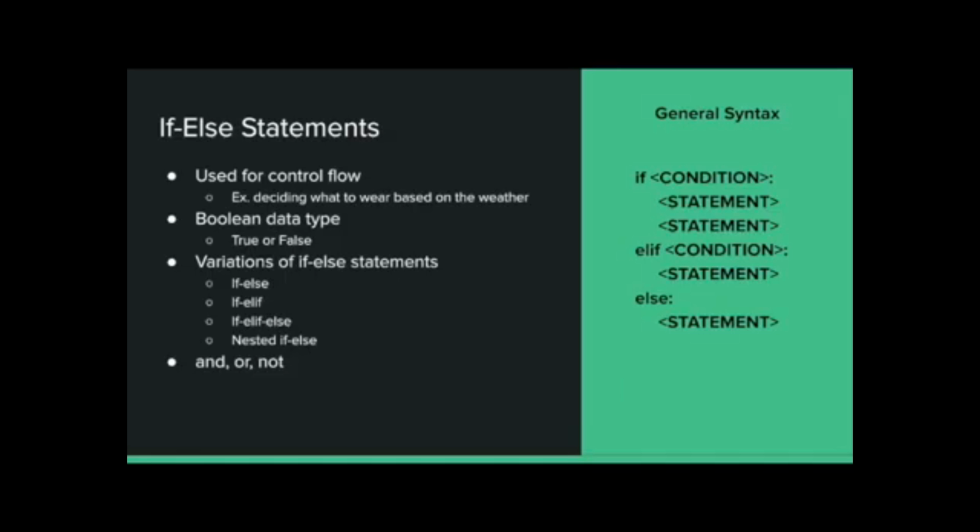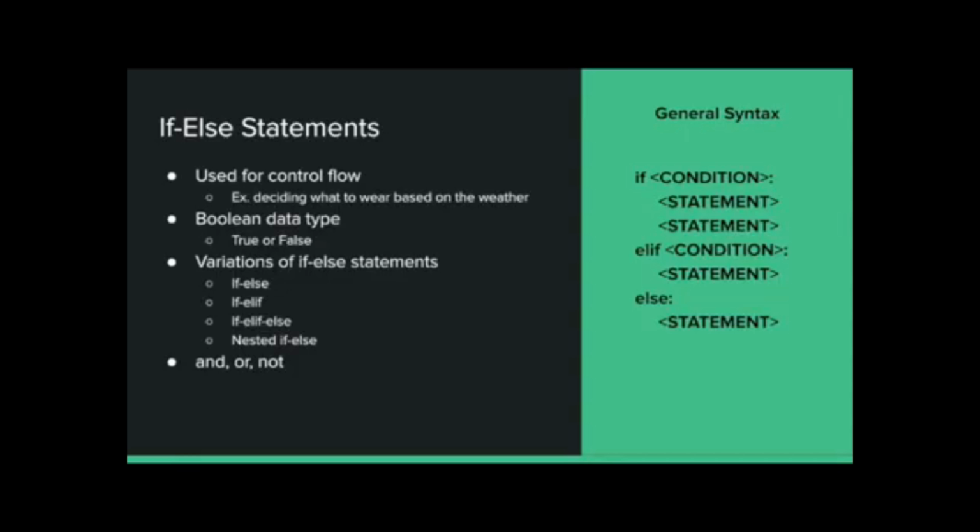Okay, next we can talk about if-else statements. If-else statements are primarily used for control flow. Sometimes you may want your program to do something if one thing is true, but then something else if that thing is not true. And that's where Boolean data types come in.